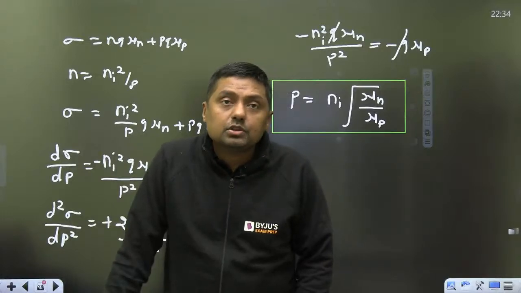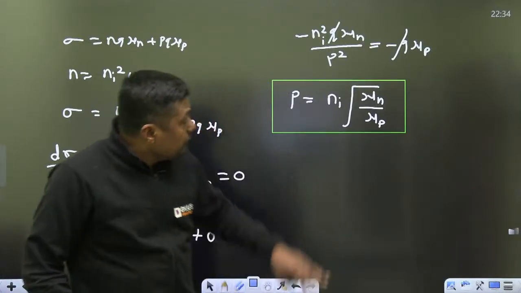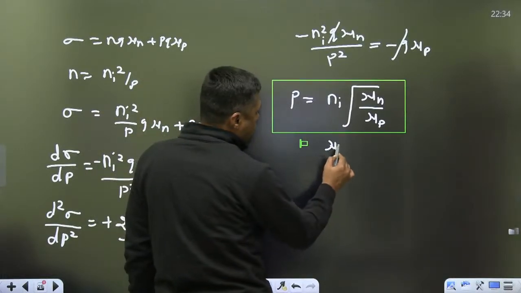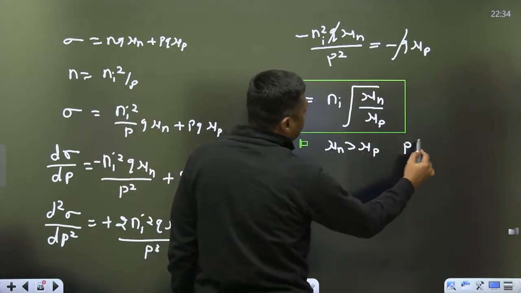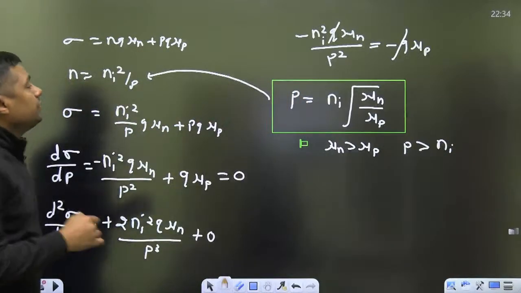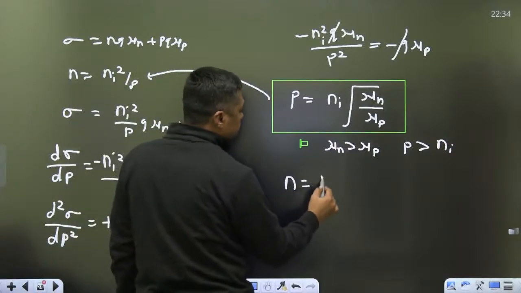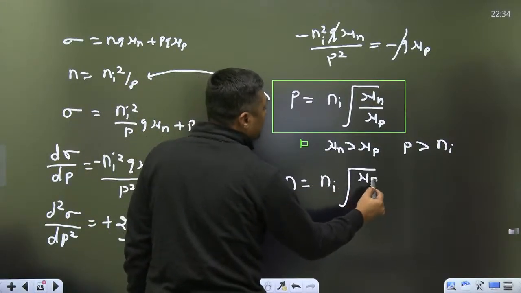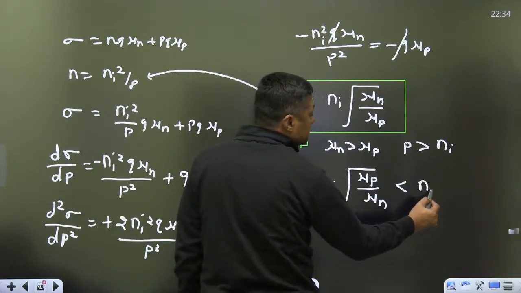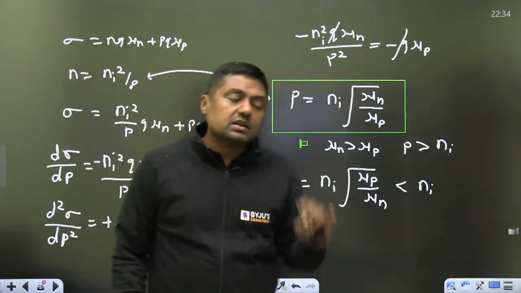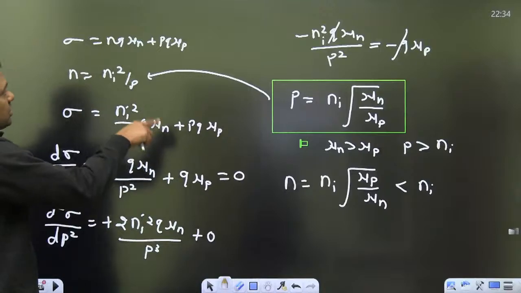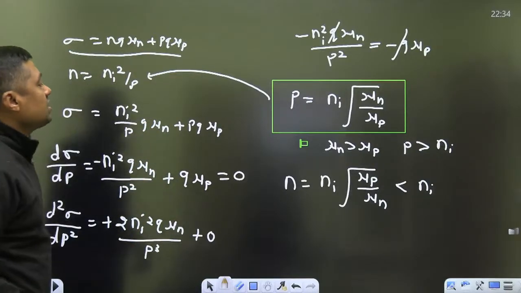Are you getting my point, Amrita or all other students? And that is what, mu n is greater than mu p. Since the mu n is greater than mu p, p is greater than ni. Now put this formula here, you will find the electron n is ni root over mu p by mu n, and just the opposite ratio, and that's why it is less than ni. So the concentration of hole increases, the concentration of electron decreases, and because of that conductivity decreases. Now you can put these two formulas in this one and you will get the sigma minimum.